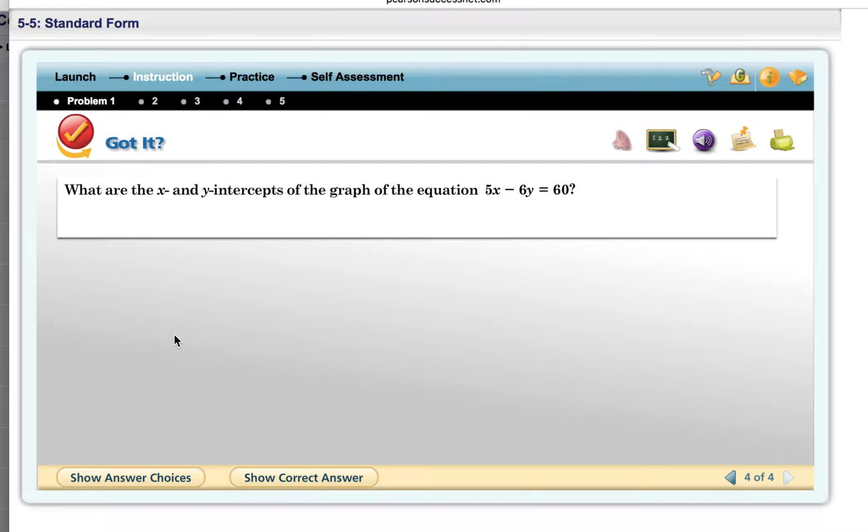When I say to do the got it problems for homework, here's your got it problem. Complete this, and make sure you do it on a separate piece of paper so I can check it when you come to class. But it's a good time to pause, do the work, and then come back and see how you did.